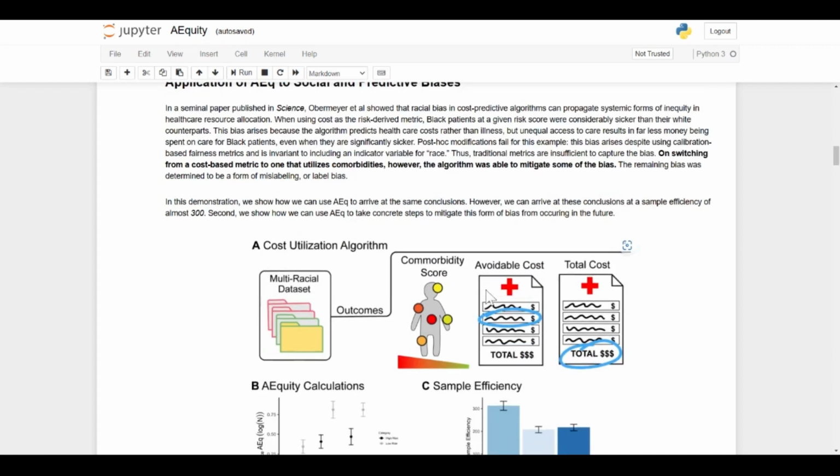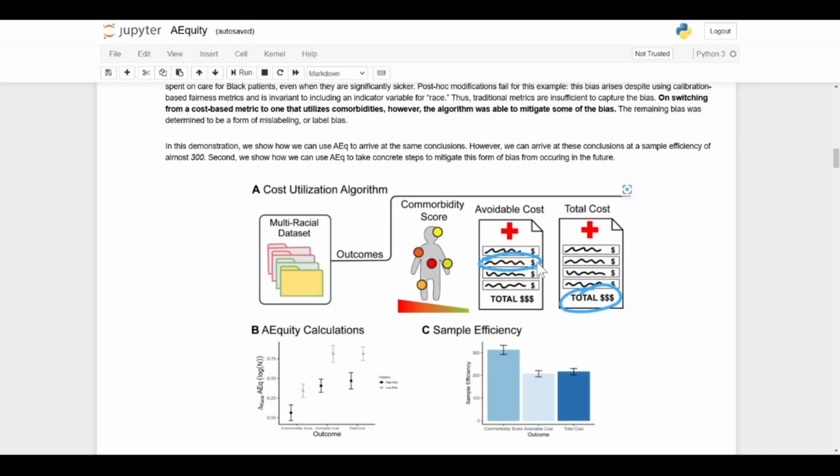So we focus on the Obermeyer paper, which was published in Science, and they learned that racial bias in cost-predictive algorithms can propagate systemic forms of inequity in healthcare resource allocation. When using cost as a risk-derived metric, Black patients at a given risk score were considerably sicker than their white counterparts. This bias arises because the algorithm predicts healthcare costs rather than illness, but unequal access to care results in far less money being spent on care for Black patients, even when they're significantly sicker.